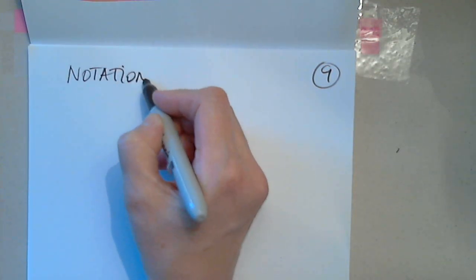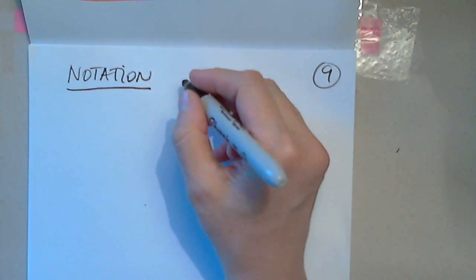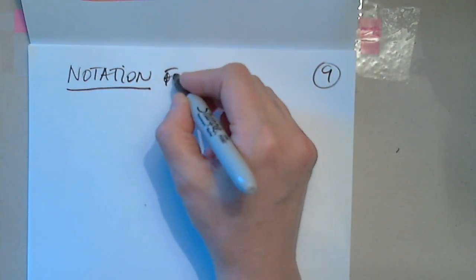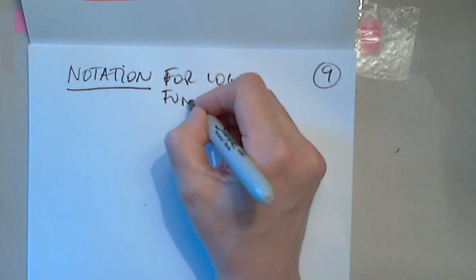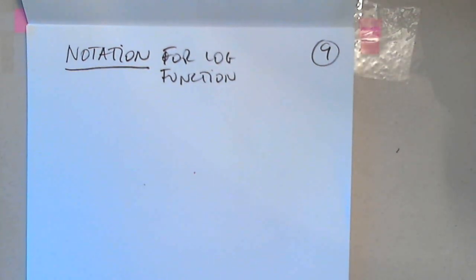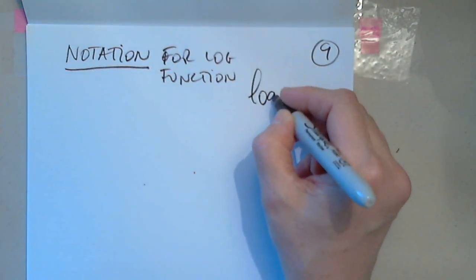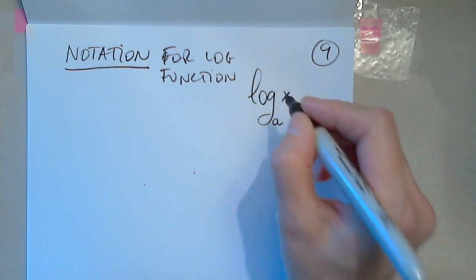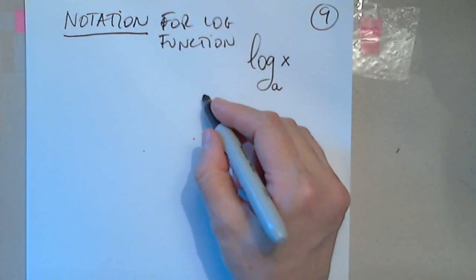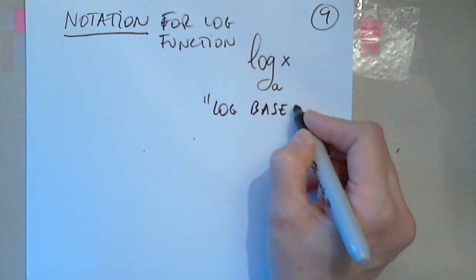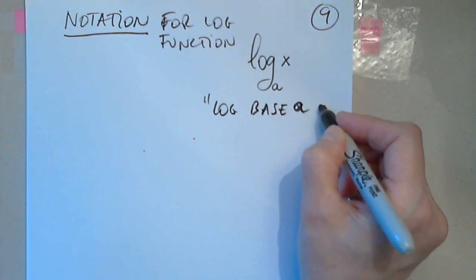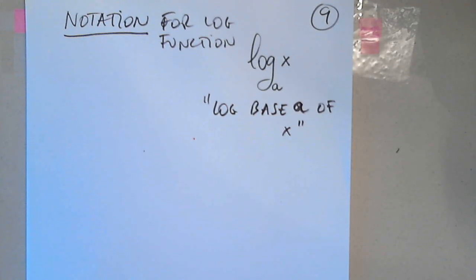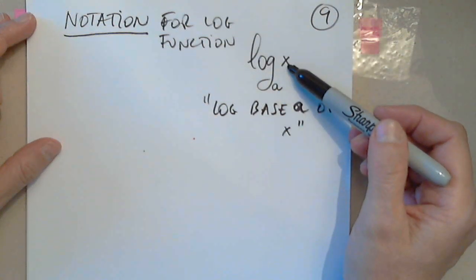Okay. So I'm going to start with a log equation. But first, notation. Notation for the log function is something that looks fancy. Log base a of x. So how do we read this? Log base a of x. It's kind of a fancy notation. Log base a of x.